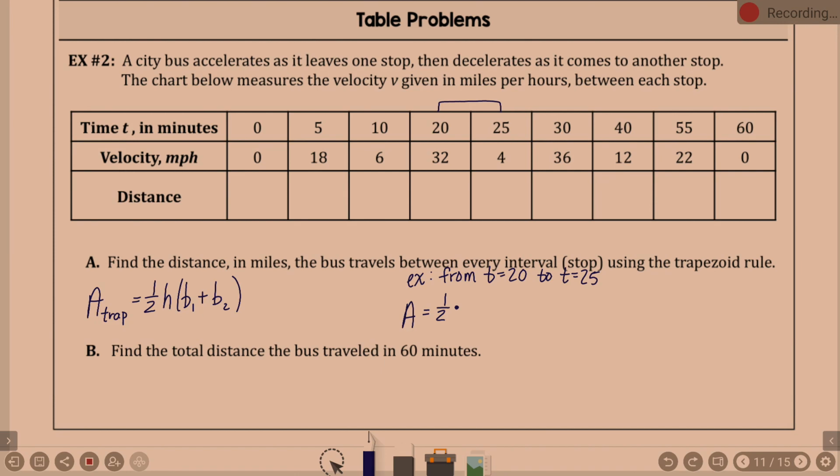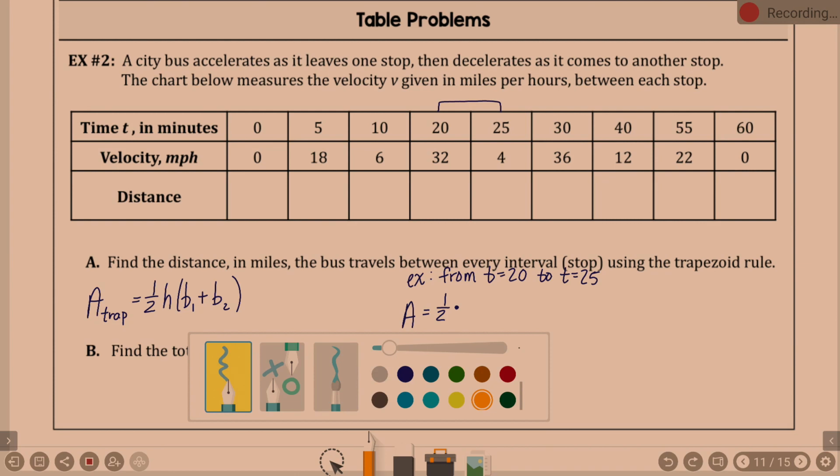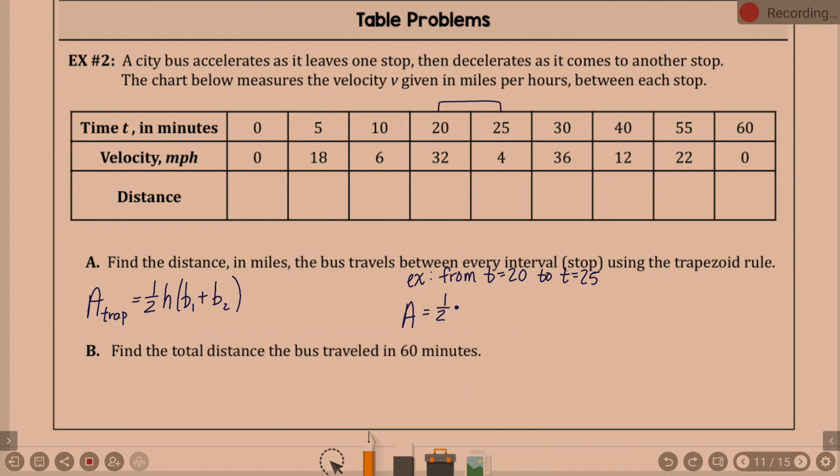Now, what's the catch on this problem? They're not all 5. No, because we're going to find them all, but what are we being asked to find the distance in? Miles. Our velocity is in miles per hour. And our time is in minutes. We got a slight issue here, don't we? So your best bet here is going to be to convert and do everything in hours, because it's easier to change minutes to hours than miles per hour to miles per minute, especially when we're trying to get to miles down here. Does that make sense?